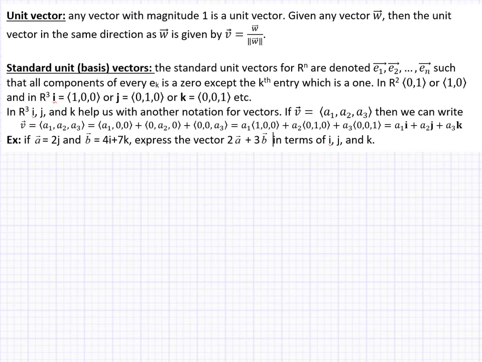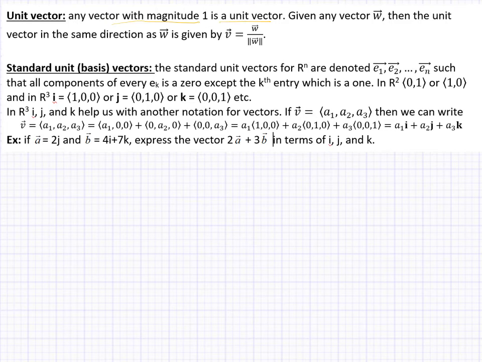There's another way to denote vectors that you may have seen before, and it's based off of this idea of a unit vector, something that we call the standard unit basis vectors. First we have to talk about a unit vector. A unit vector is a very simple concept. Any vector with magnitude 1 is considered a unit vector. As long as its magnitude is 1, it's a unit vector.